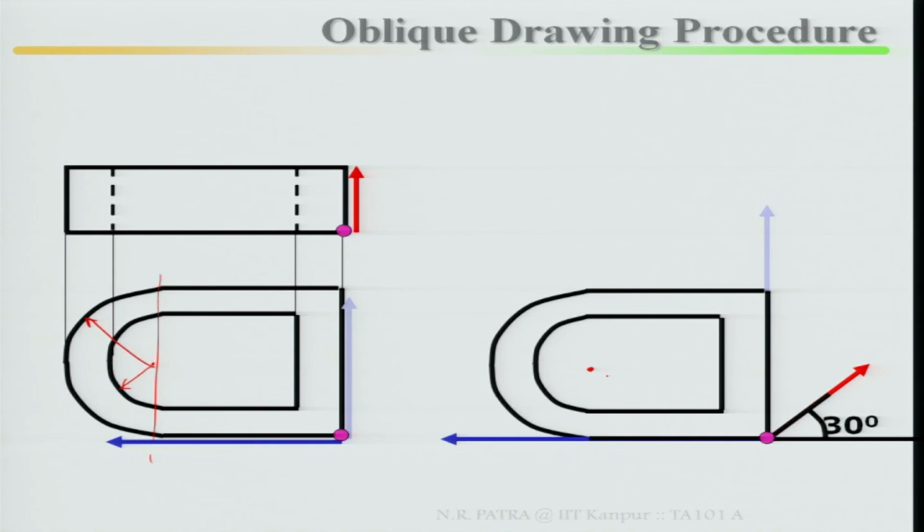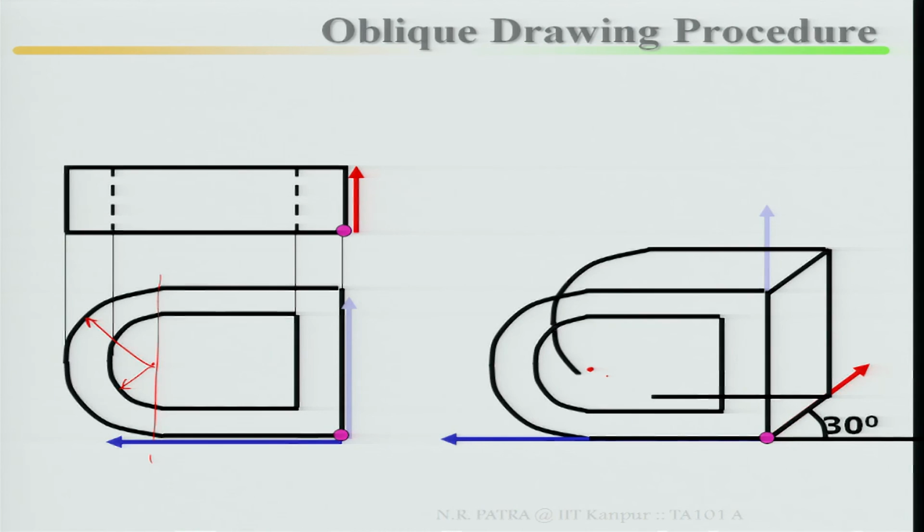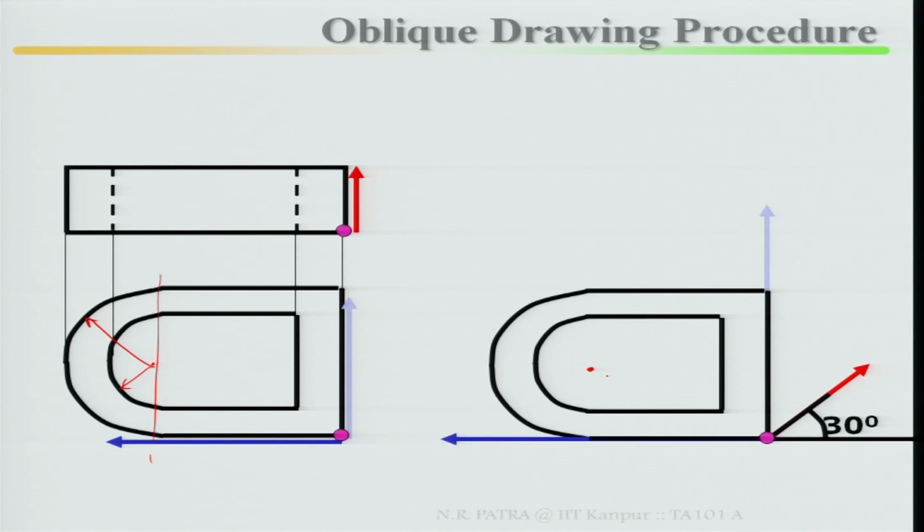Once you finish it, because this is your front view, this is your true shape. Then go in the depth direction. What I did: the front face has been finished, and in the depth direction I have marked the depth, and again parallel to this I have marked the dimensions, then joined it. Then here you mark the dimension.